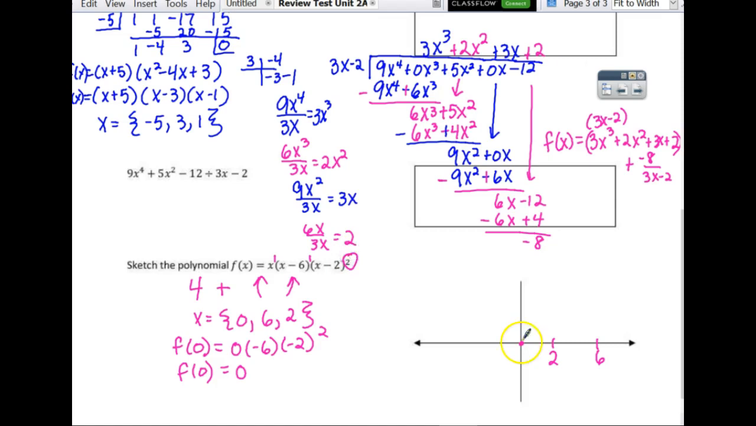So I know the end behavior is up and up. So at 0, I'm going to pass through. At 2, I get a bounce, and at 6, I have to pass through. So I'm going to come up, bounce, go back down, and back up.